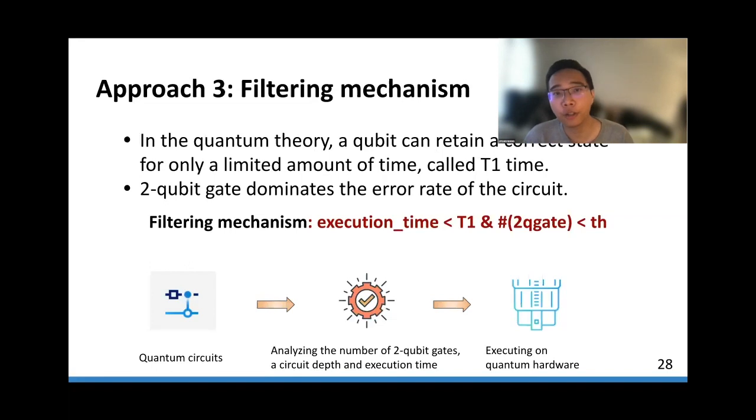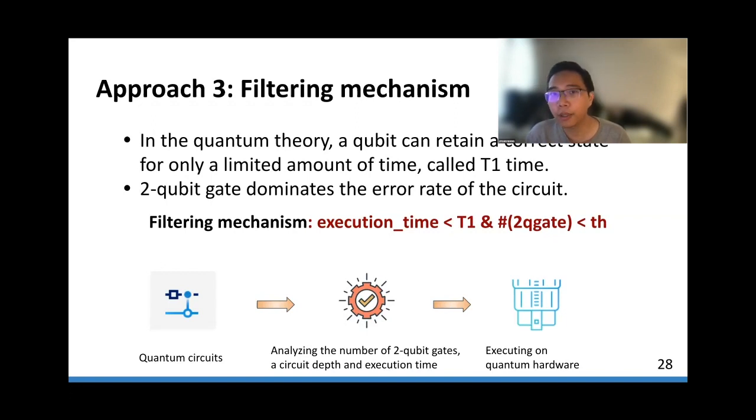For the third challenge, QDiff avoids the bad invocations based on 2 observations. First, in quantum theory, a qubit can retain a correct state for only a limited amount of time, called T1 time. It is because a qubit in a high energy state, usually the 1 state, will gradually lose its energy and fall back to the ground state. Usually it's the 0 state. If the circuit has too many moments and the execution time is likely larger than T1 time, then the results of the circuit are unreliable due to a hardware limit.